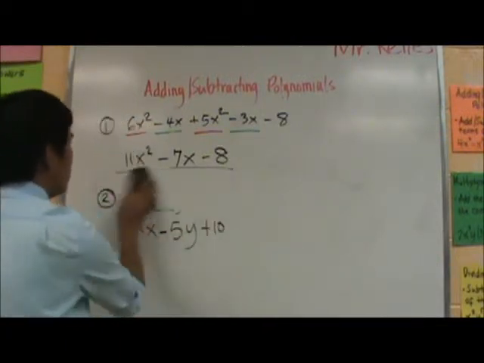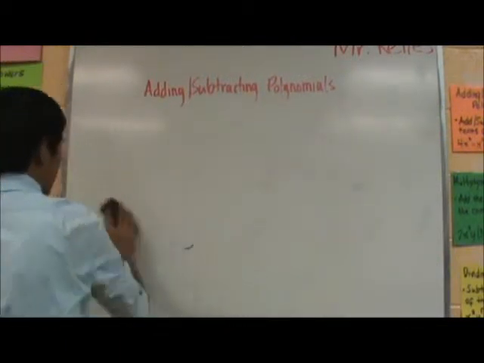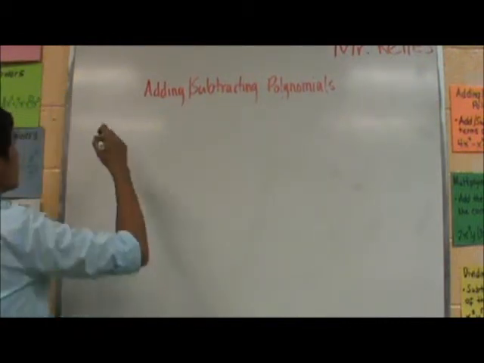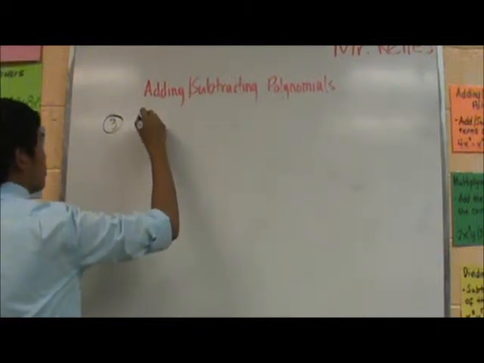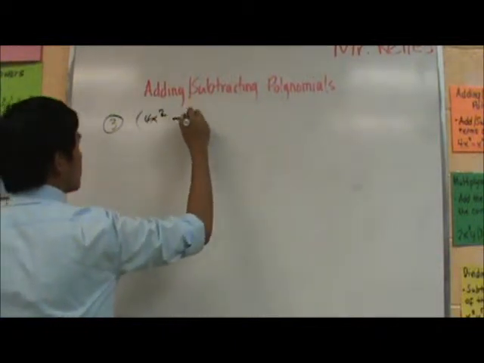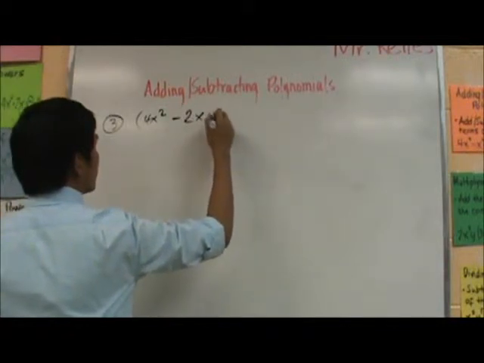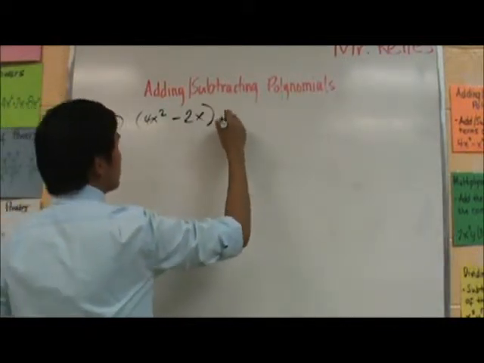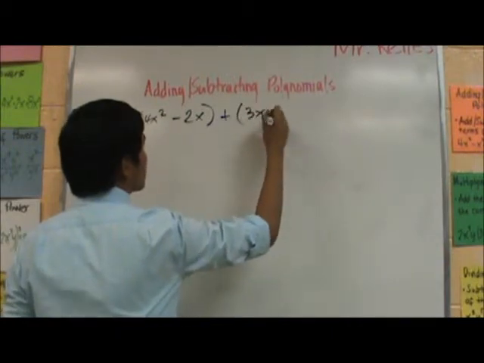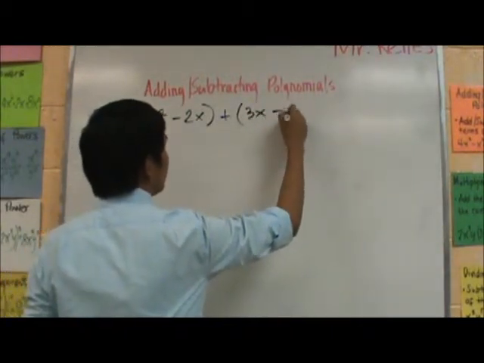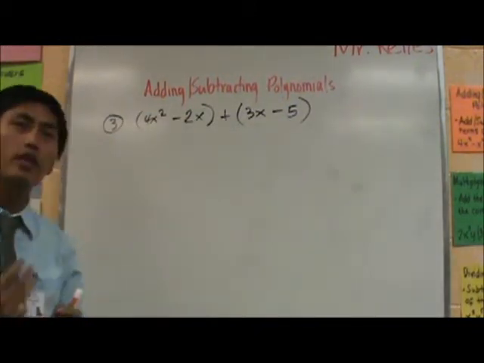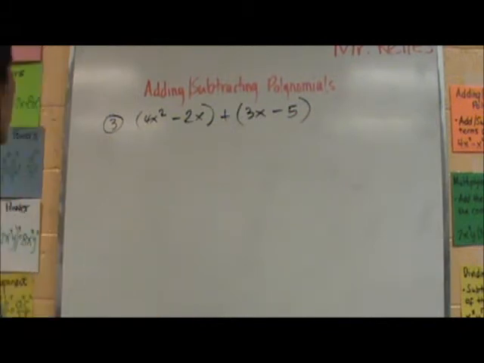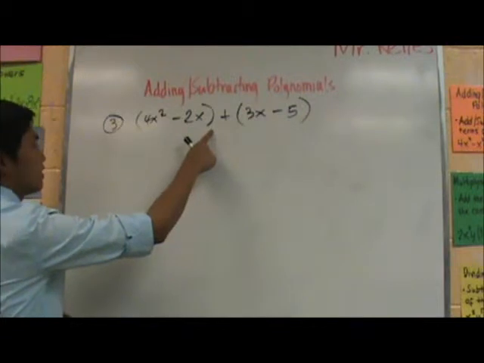Okay, now, how about if you have this, number 3. 4x squared minus 2x plus 3x minus 5. Now the problem here is, again, if you're adding, it's really important that you know if the terms are like or not. So the problem here is the parentheses.